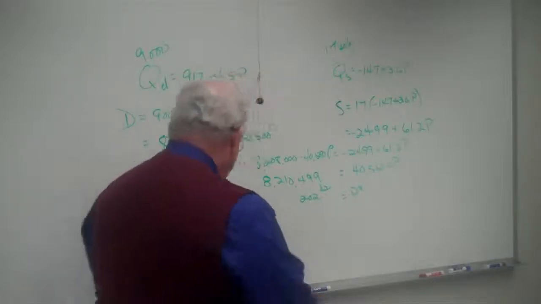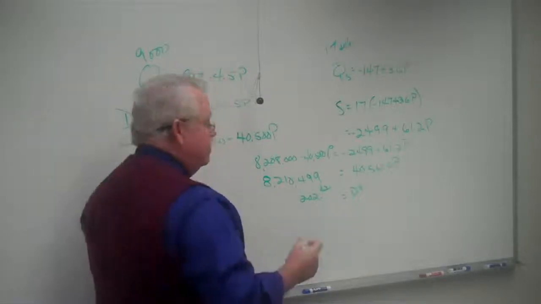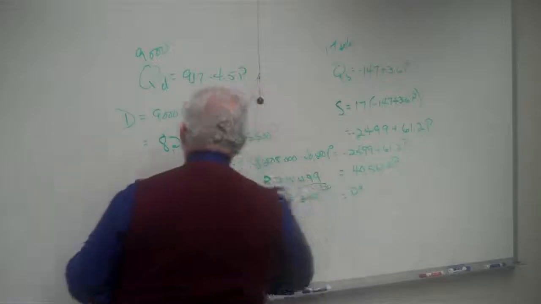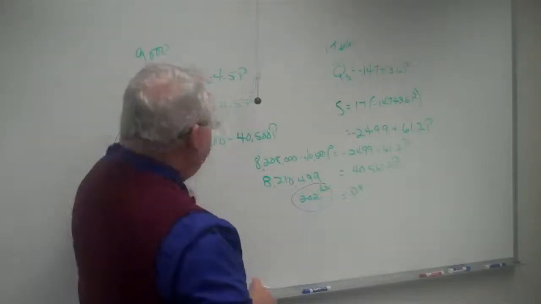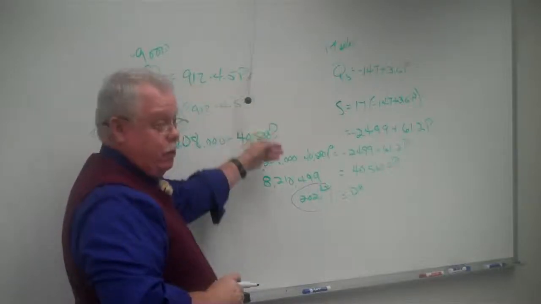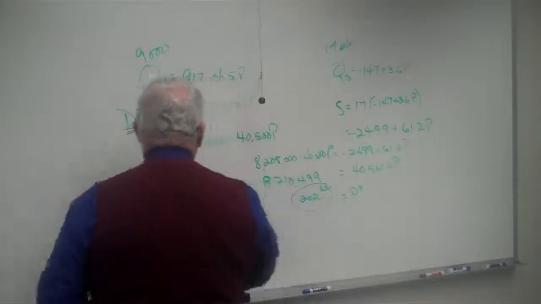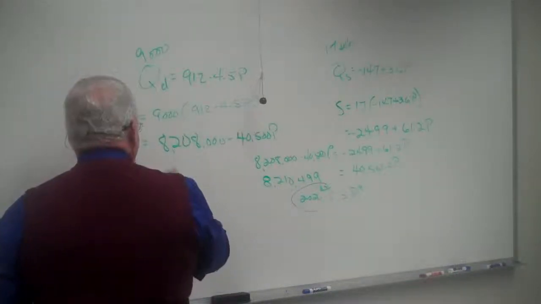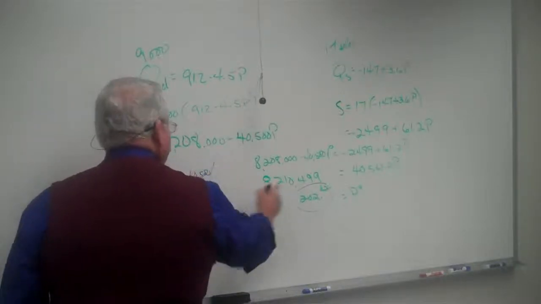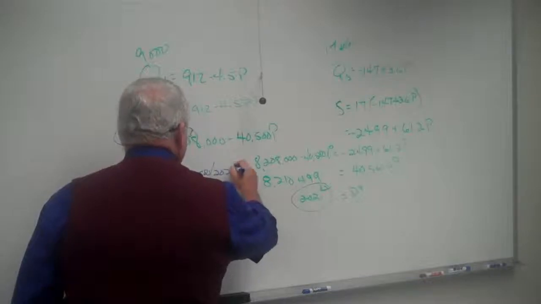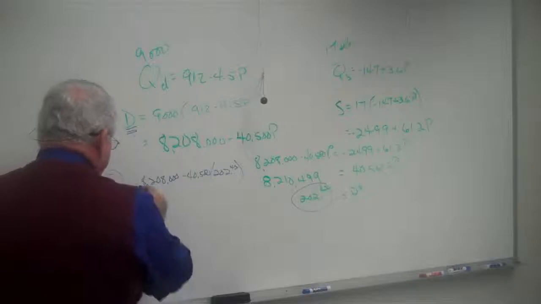How do you solve for the quantity? Put it back in the problem. Where? Back into the demand and the supply. Put this back into the market demand equation, not the individual demand. If you put it into the individual demand, you will get the wrong answer. Don't let that happen. So we're going to get 8,208,000 minus 40,500 times 202.42. That's going to be the market quantity demanded.